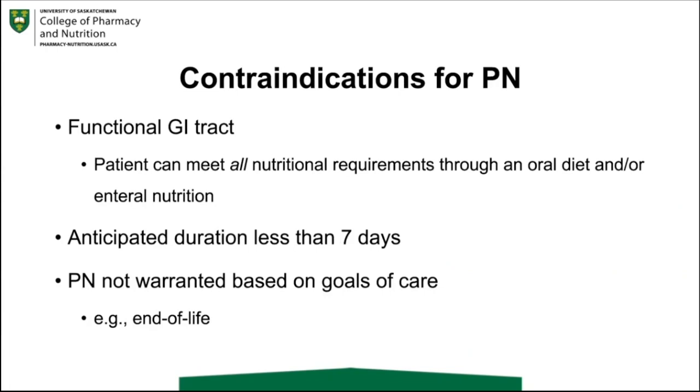If the GI tract is functional, we want to use it by feeding orally or via EN to maintain the health of the GI tract and support normal digestive processes. Sometimes the GI tract has only lost some of function, and in these cases, we might try to see if a patient can tolerate an oral diet or enteral nutrition. But if tolerance cannot be demonstrated or the patient is unable to receive 100% of their nutrition requirements, PN must be considered. In most cases, PN should not be prescribed if the anticipated duration is less than 7 days.